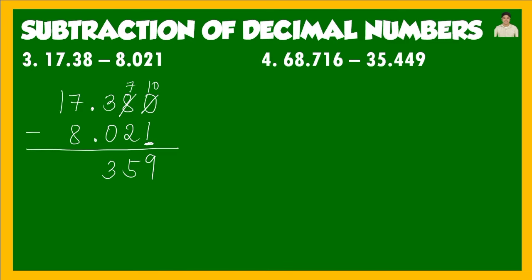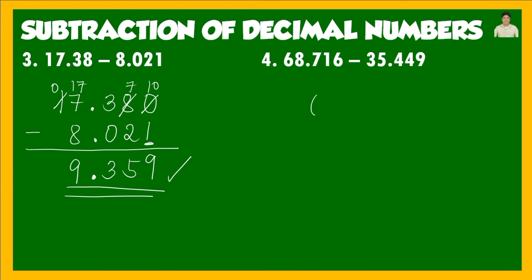7 minus 8, so cannot be. So we will borrow 1 from 1. So 1 will become 0, and then 7 will become 17. 17 minus 8 now is 9. And then the decimal point. So our final answer is 9 and 359 thousandths.